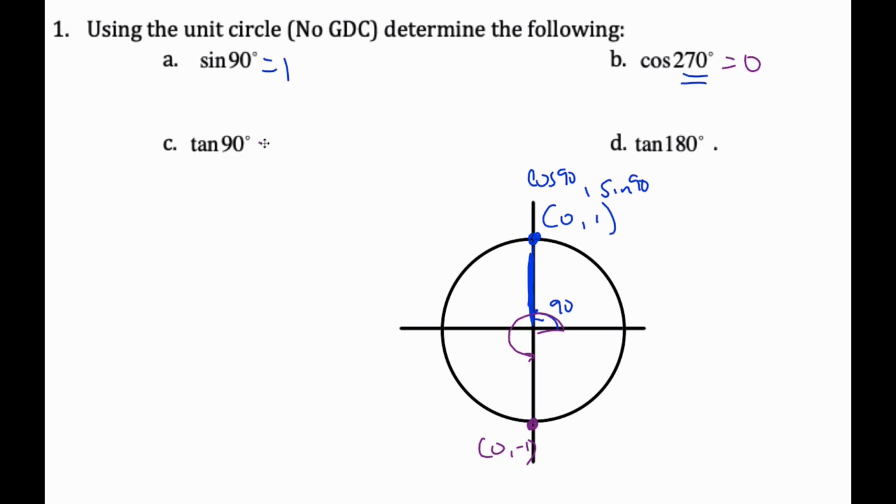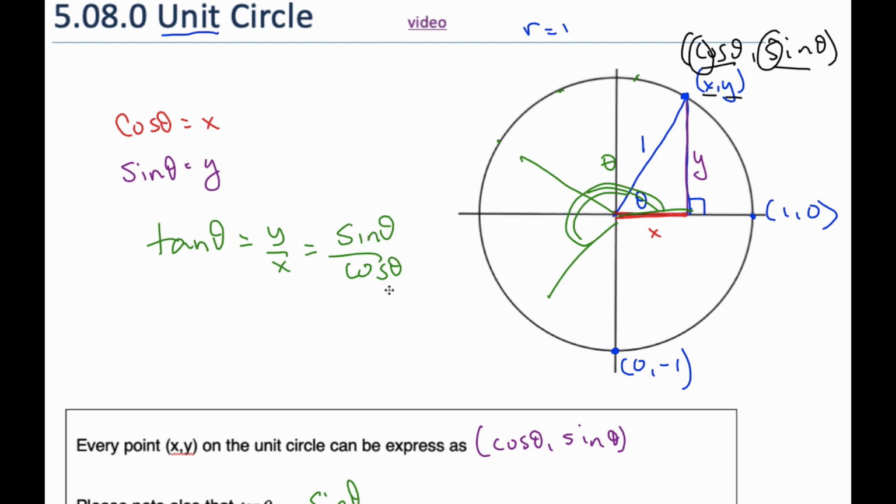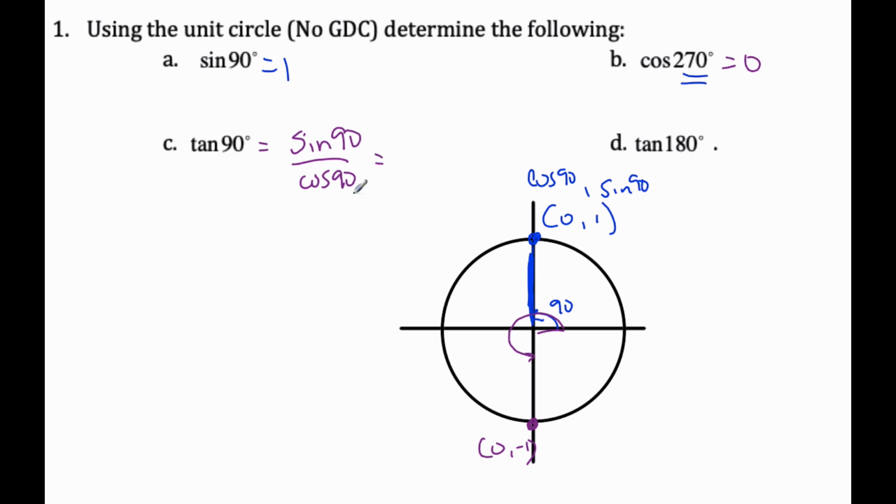Okay, now I'm going into tangent. Tangent of 90, well, I can go back to this coordinate point. I know cosine of 90 is 0, sine of 90 is 1, and so the tangent of 90 is equal to the sine of 90 over the cosine of 90 degrees, because if you remember, that's another formula for tangent, sine over cosine. So I plug values in. Sine of 90 is 1, the cosine of 90 is 0, and 1 over 0 is undefined. Okay? This is not 0. It's not no solution. It's undefined.